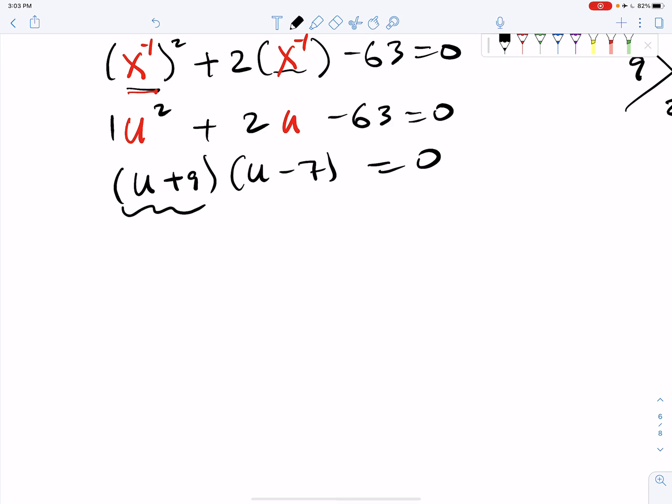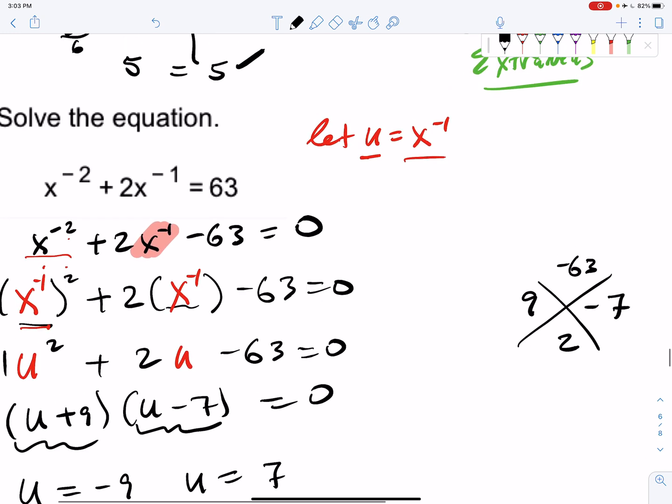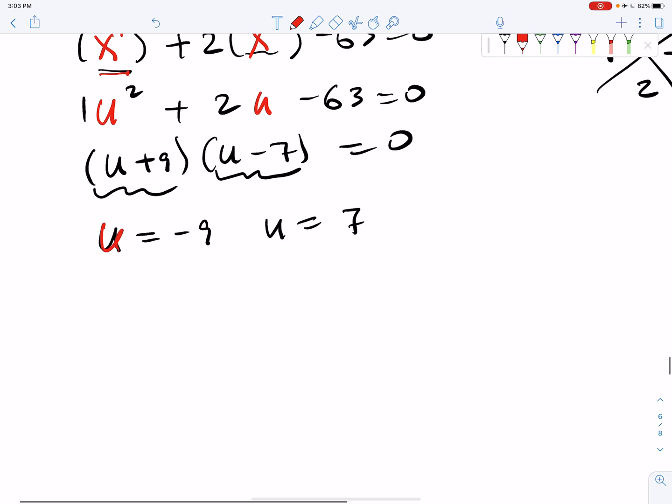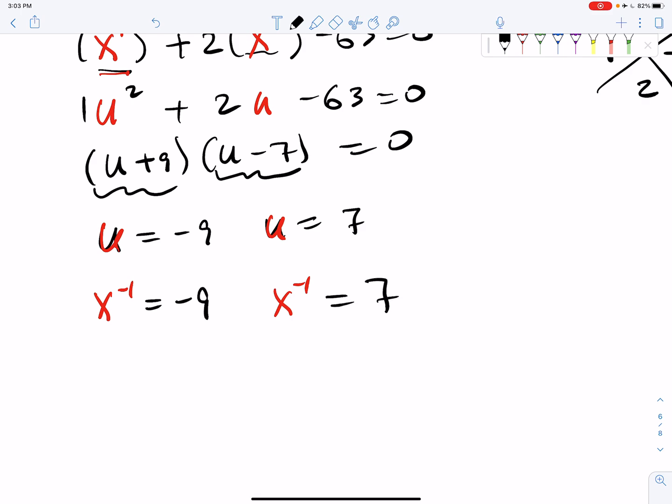Zero factor property, set the factor equal to 0, so u equals negative 9. Set the second factor equal to 0, u equals positive 7. We don't want to solve for u, we want to solve for x, so we replace u with x to the negative first. So x to the negative first equals negative 9, x to the negative first equals 7.